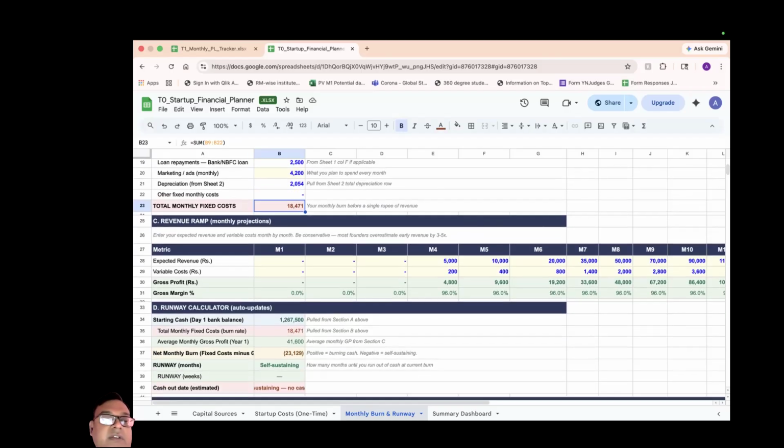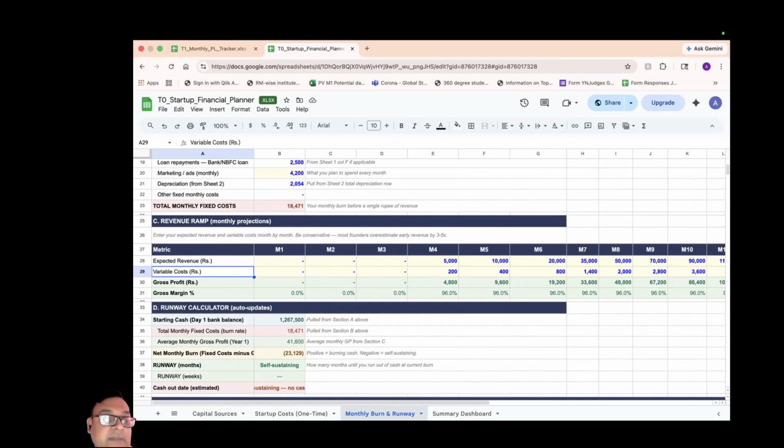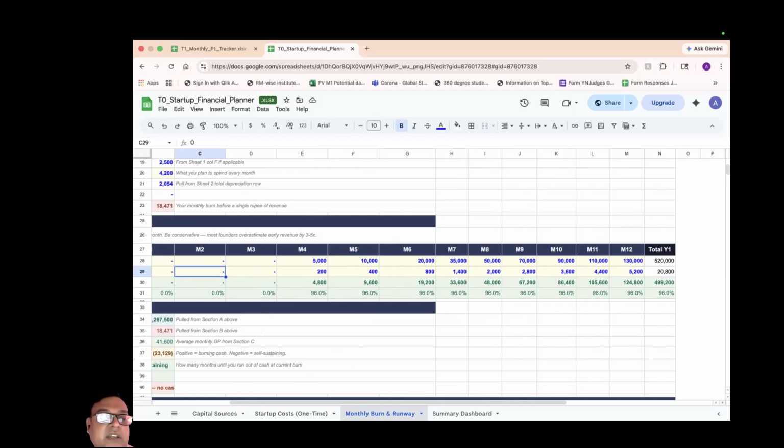Okay. So the C section, which is the revenue ramp. Let's have the expected revenue. Month one, no revenue. Month two, no. Month three, no. Month four, we're expecting 5,000 rupees. Month five, and likewise, by the time we reach towards the end, we want 1,30,000. Overall, the revenue would be 5,20,000 for the entire period. This is what we are expecting, and the variable costs would go from 200 to 20,800.